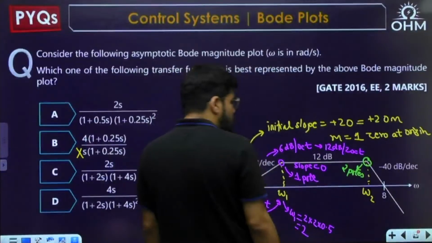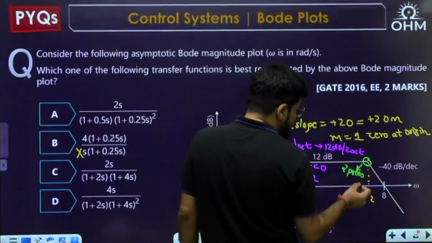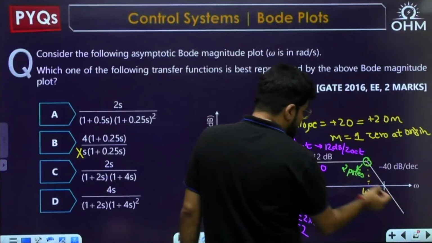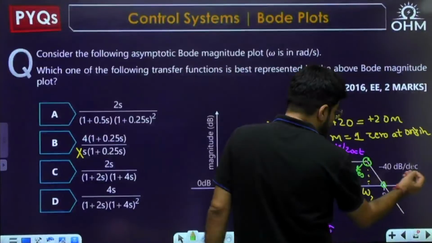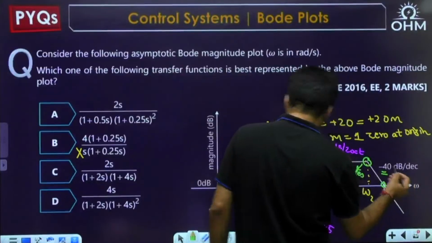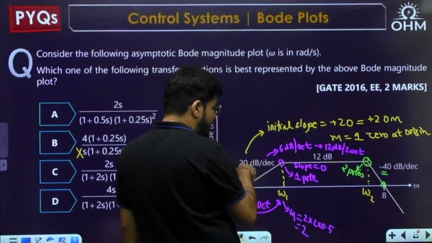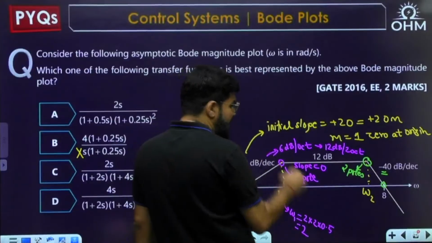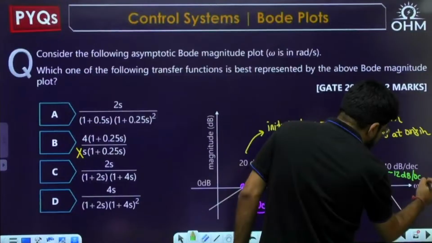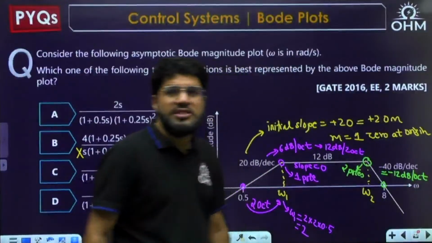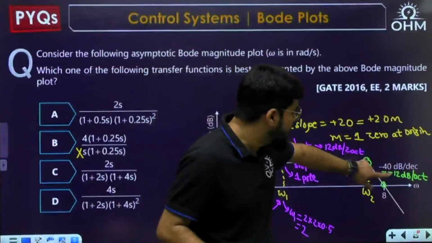What is that omega 2? Let's work out again. The magnitude 12 becomes 0 here. Look into these 2 points. The slope is minus 40 decibel per decade, and as I told you, 20 decibel per decade is 6 dB per octave. So 40 will be 12 here. So this is minus 12 decibel per octave. That means magnitude should decrease by 12 for 1 octave.